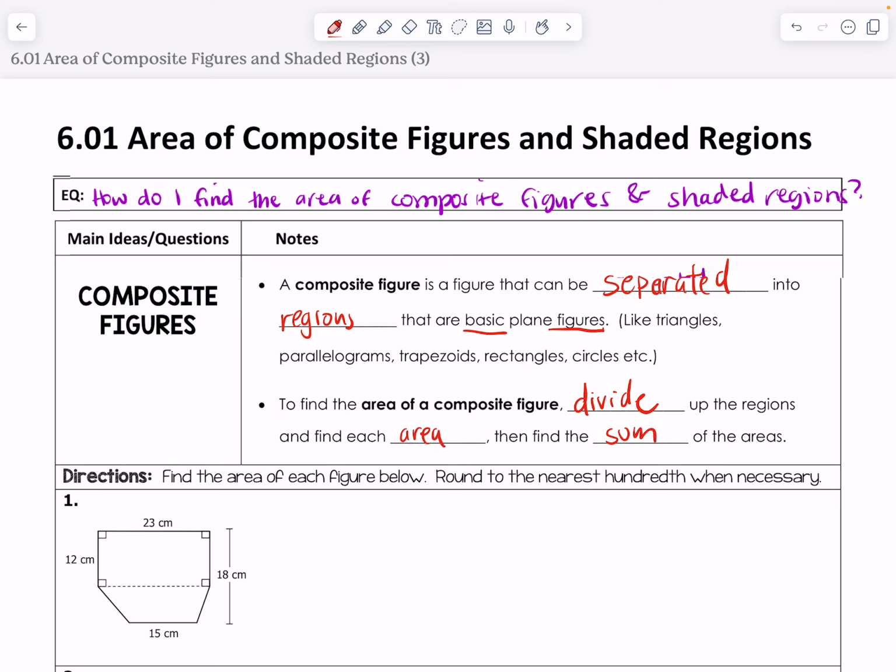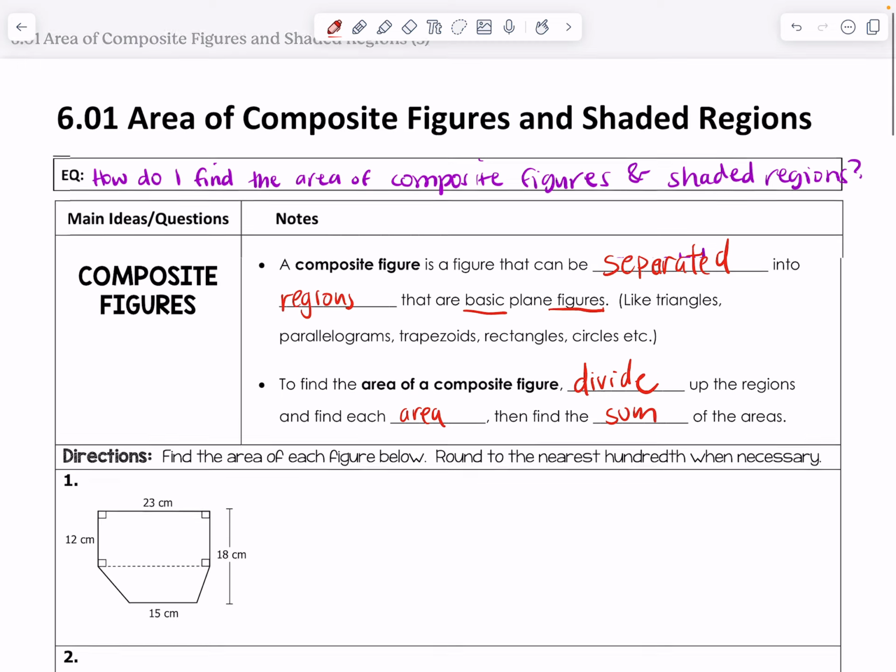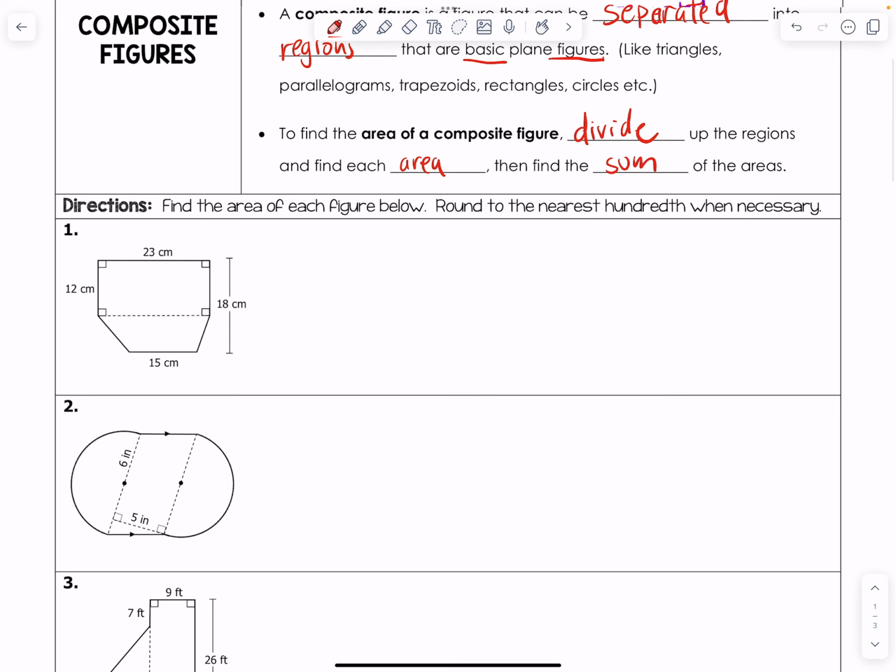Alright, so when we're working with composite figures, we're going to split them up, and then we're going to add them up, and that's going to be the area of the total composite figure. So I'm actually going to skip one. I could direct you through one. You can try it if you want. I'll have the answer on this at the very end.